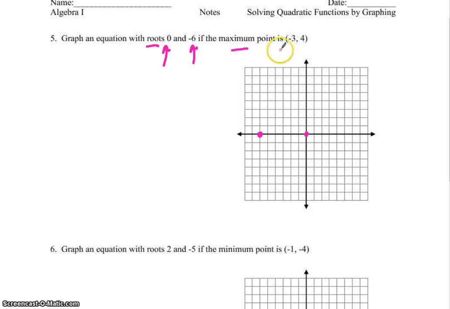We also have a maximum point at (-3, 4). Just go plot this point. So we're going to go left 3 and up 4. And that's my maximum. That's the high point. You just draw a parabola, a curved line, if you will, through those points. Put arrows on the ends, and that's all there is to it.